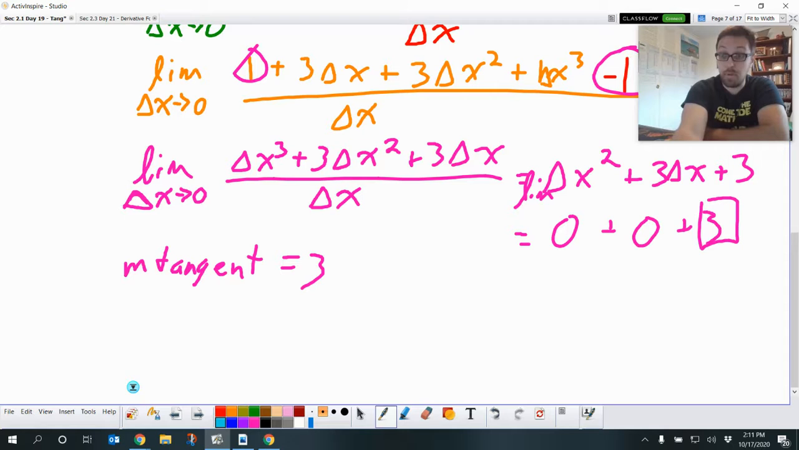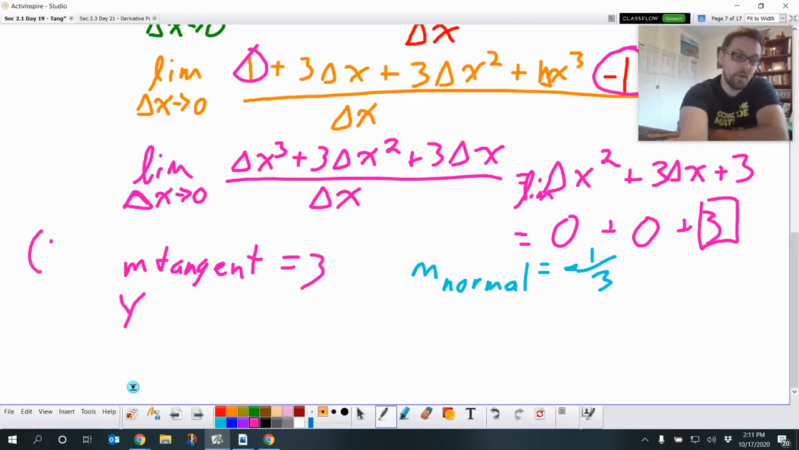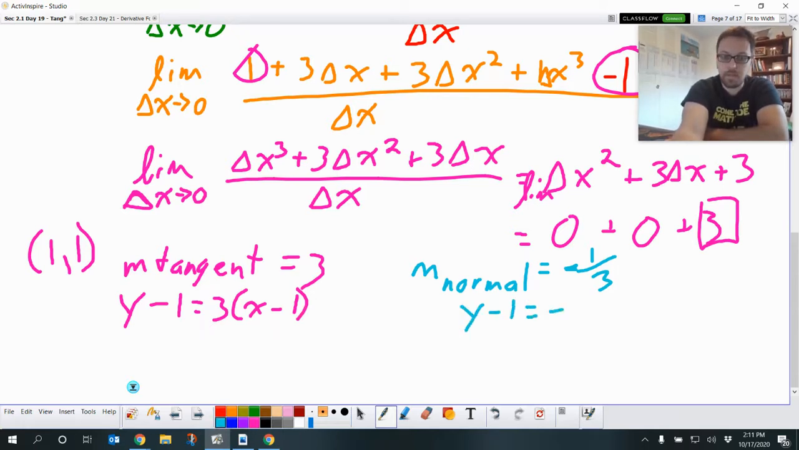If we want to find the slope of our normal line, you just do the opposite reciprocal of that. So flip it upside down and make it negative. So negative 1/3. We can plug those into point slope form. We're using the point 1, 1 from up above. So y minus 1 equals 3 times x minus 1. Y minus 1 equals negative 1/3 times x minus 1.